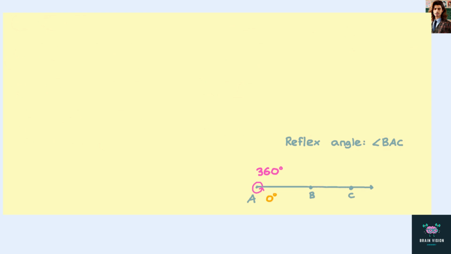It is also worth noting that the ray from A through B is coincident with the ray from A through C, so no rotation is needed to rotate the rays onto each other. So the other angle at the vertex has a measure of 0 degrees. We call this a zero angle.